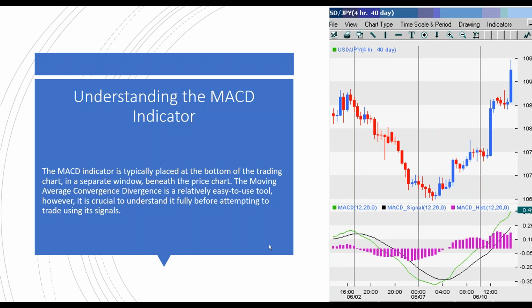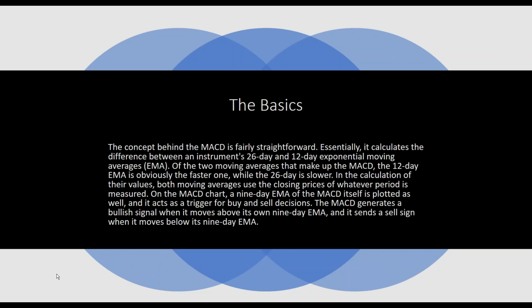Now, I'm sorry, let's get back to this. So, the concept behind the MACD is fairly straightforward. Essentially, it calculates the difference between an instrument's 26-day and 12-day exponential moving average, an EMA. An EMA is just a variation of a simple moving average that gives more weight to the most recent prices.